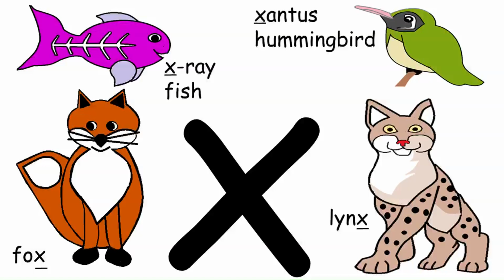Not only does the letter X make a tricky sound, it is also hard to find words that begin with the letter X. So when you introduce X-ray fish's friends, one of them begins with an X and two of them end with an X. His first friend is Xanthus, and Xanthus is a hummingbird. Then his other two friends that end in X are a lynx and a fox.